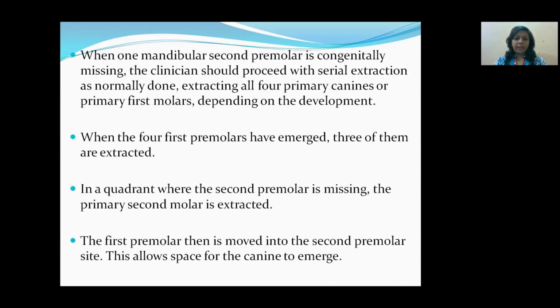When one mandibular second molar is congenitally missing, the clinician should proceed with serial extraction as normally done, extracting all 4 primary canines or primary first molars depending on the development. When the 4 first premolars have emerged, 3 of them are extracted. In a quadrant where the second premolar is missing, the primary second molar is extracted, and the first premolar is then moved into the second premolar site. This allows space for the canine to emerge.